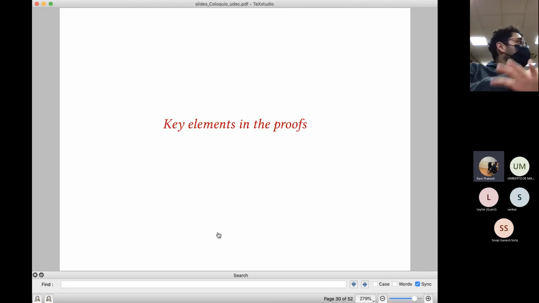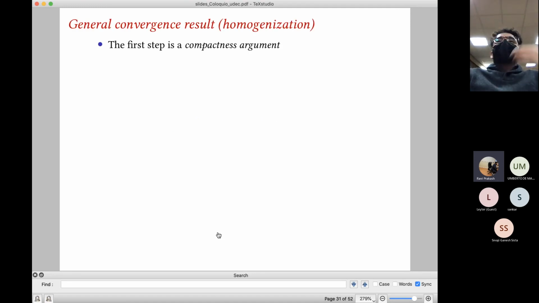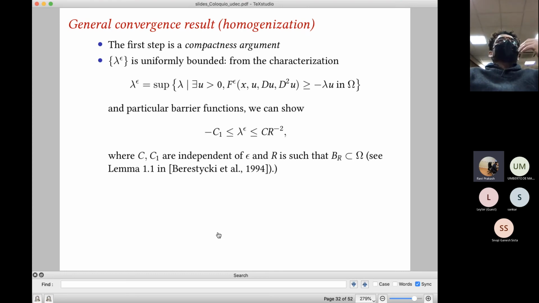Very briefly, I'm going to discuss some ideas in the proof. For the general convergence result, the first part is a compactness argument, which will, in the end, just show us that the eigenvalues and the eigenfunctions converge to something, which we don't know what it is. In this case, for example, we can use the extremal characterization of the principal eigenvalue to obtain bounds. This is quite classic. This is contained in the paper of Berestycki and others I mentioned earlier.